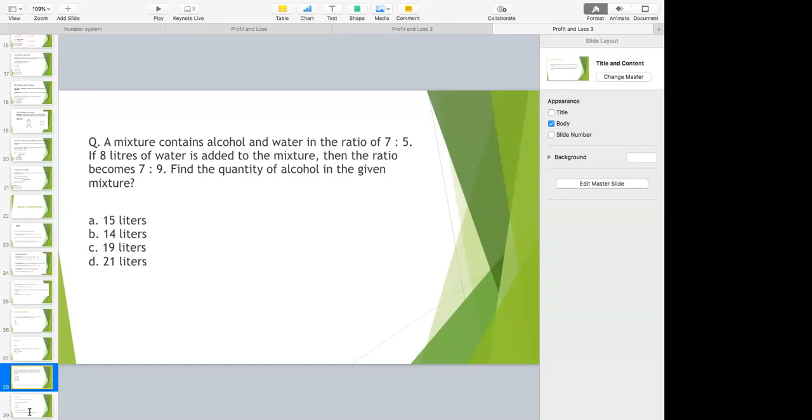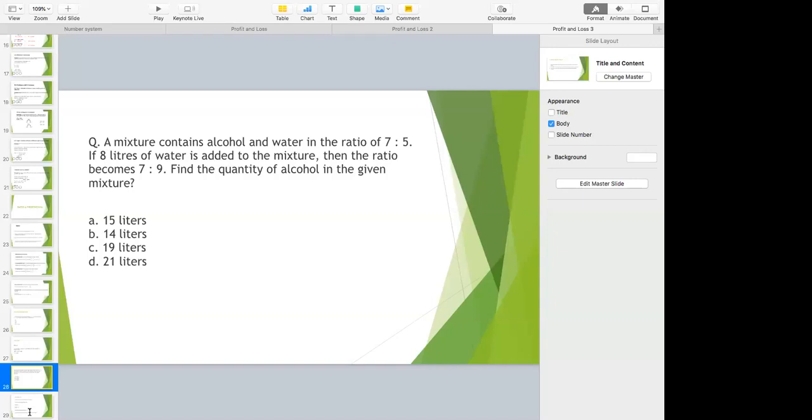Since the water has changed and the ratio value of alcohol is same, we can say that the ratio change from 5 to 9 came because of the increase of 8 liters of water. So this ratio value of 4 is corresponding to an actual change of 8 liters. So for every ratio change of 1, there will be an actual change of 2 liters.